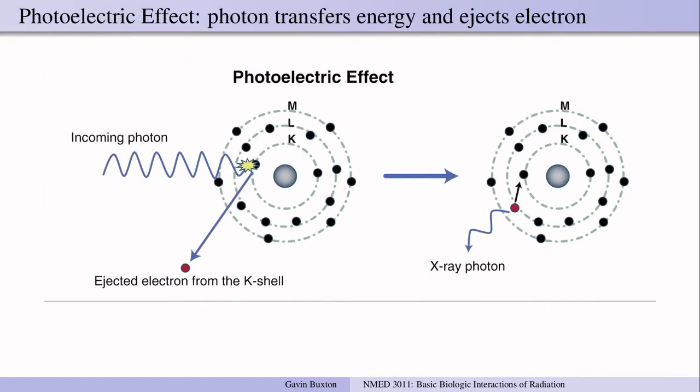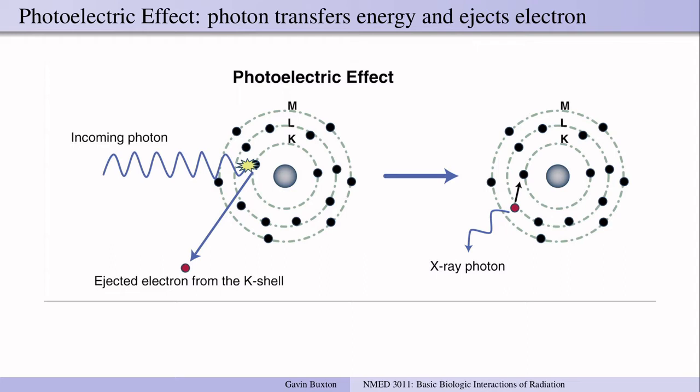All right, well, let's move on and talk about the photoelectric effect. Now, the photoelectric effect involves an incoming photon knocking an electron from an atom. If the electron is ejected from a more tightly bound orbit, then an electron from a higher energy orbit will then drop down to that lower energy orbit. And in doing so, the difference in energy between the higher and lower orbits will have to be released.